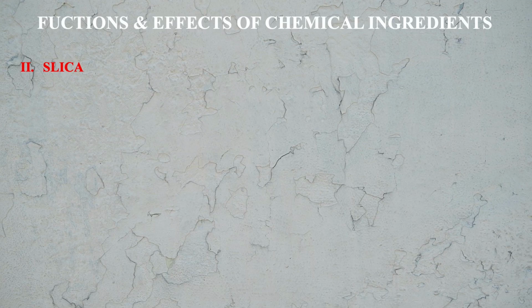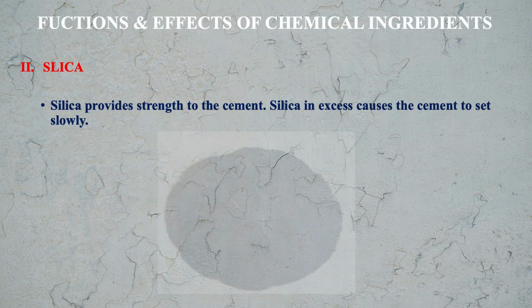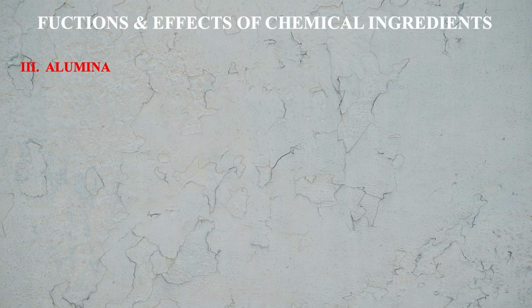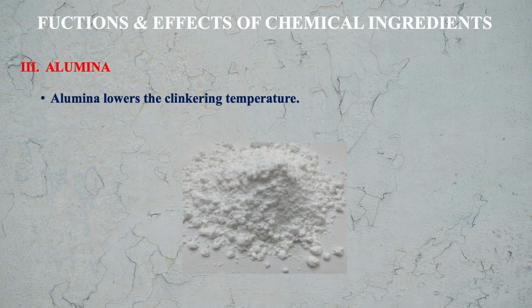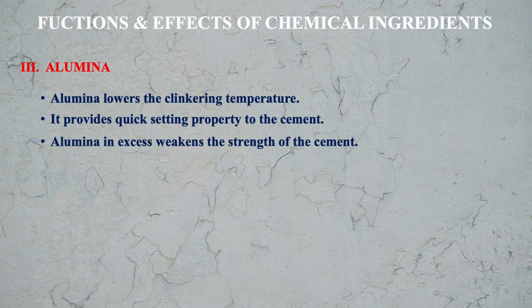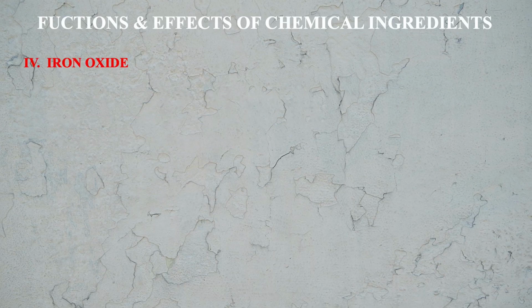Let us see what are the functions and the effects of silica. Silica provides strength to the cement. Silica in excess causes the cement to set slowly. Let us see what alumina does. Alumina lowers the clinkering temperature, so that clinker formation may occur at low temperature. It provides quick setting property to the cement, and if it is in excess, then it weakens the strength of the cement.